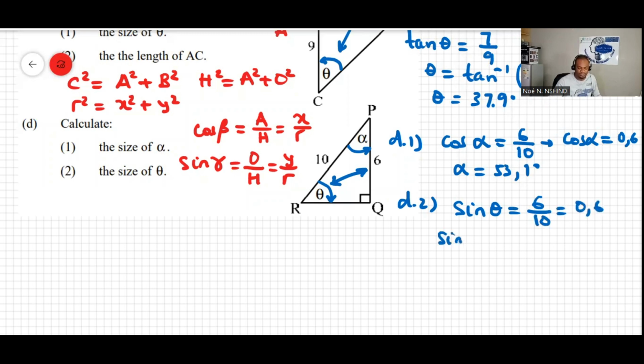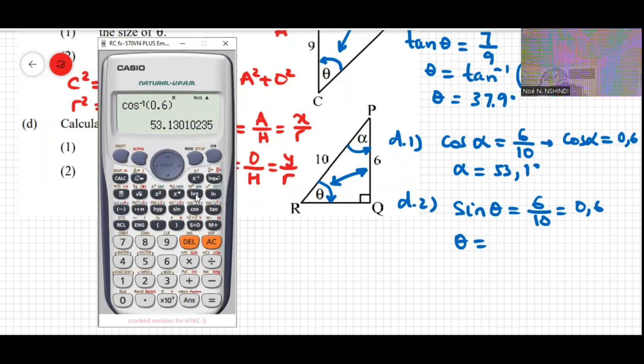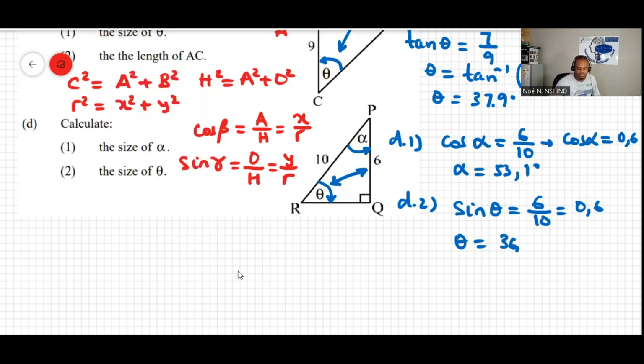Now to get theta, we press the shift button, sine, and then 0.6. We calculate and then hit equal, that makes 36.9, because we want one decimal place, so 36.9 degrees. So that's the value of theta.